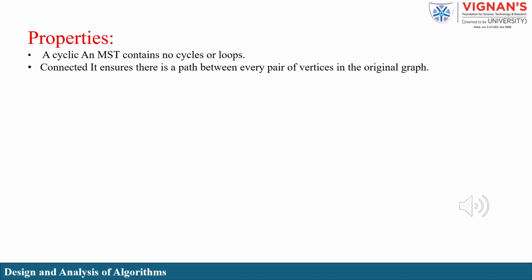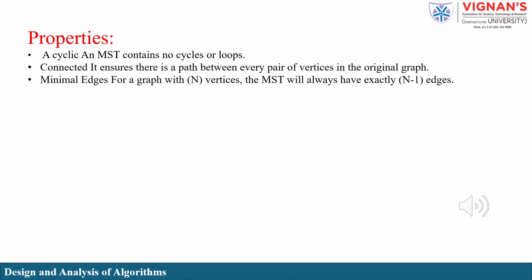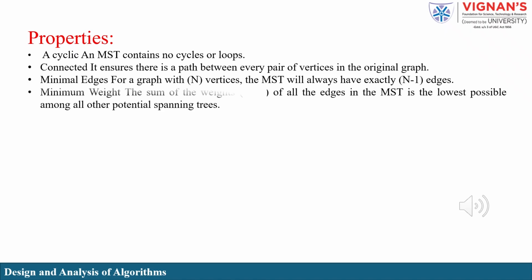Now let us discuss the important properties of a minimum spanning tree, also known as MST. First, an MST is acyclic, which means it does not contain any cycles or loops. Second, the MST is connected. This ensures that there is a path between every pair of vertices in the original graph. Third, an MST has minimum edges. For a graph with n vertices, the minimum spanning tree will always contain exactly n-1 edges. Next, the minimum weight property states that the sum of all edge weights in the MST is the lowest possible among all spanning trees of the graph.